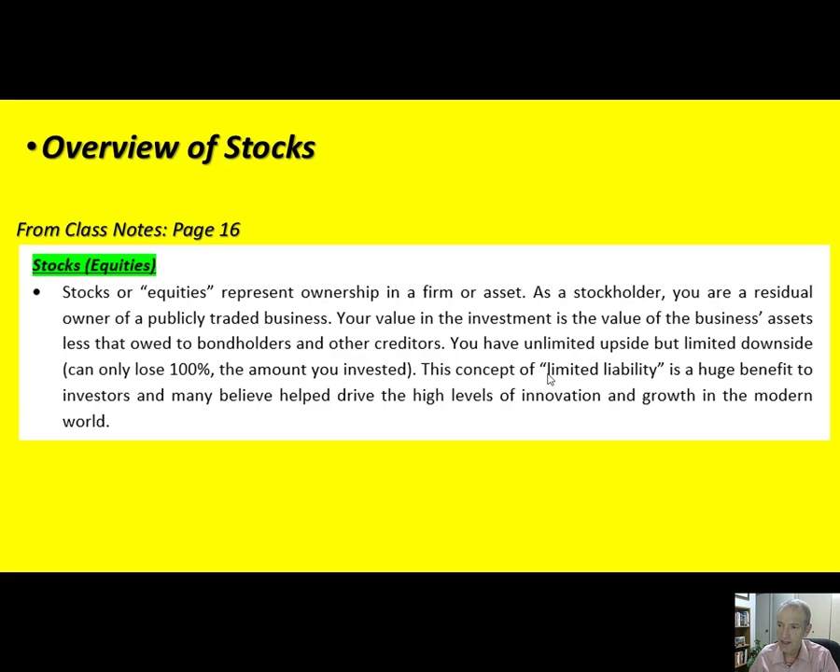And so limited liability might be a big driver of innovation and growth in the modern world. There are people who do not like limited liability, and there are some entities that don't have limited liability. If you've ever heard of Lloyd's of London, if you invest there and they have losses, they can actually come back to you and say you have to put more money in. So you can actually lose more than 100% of your money because you are on the hook for bailing them out if something goes wrong.